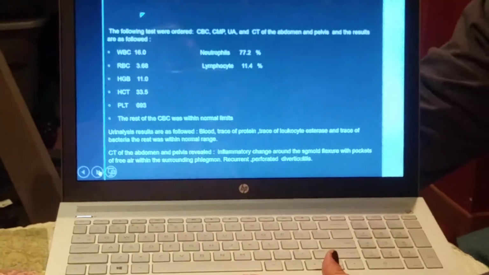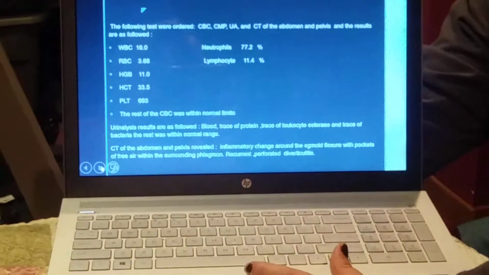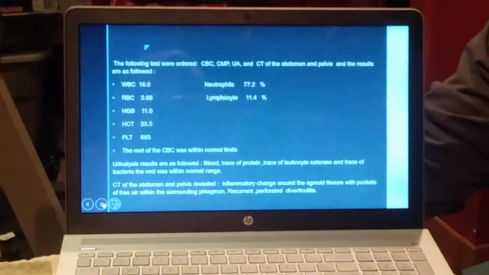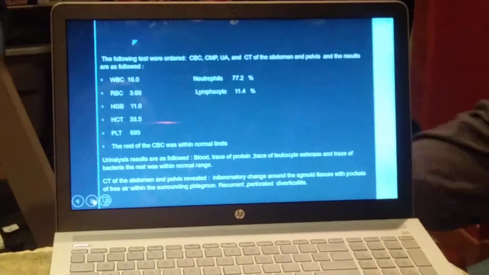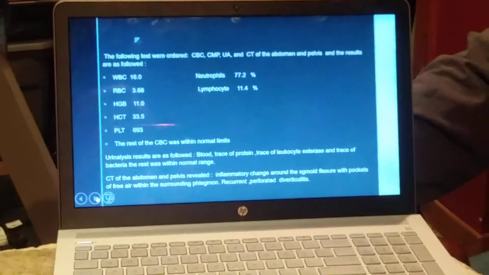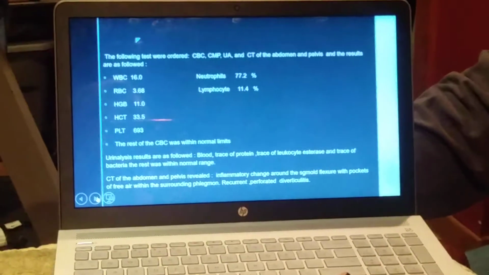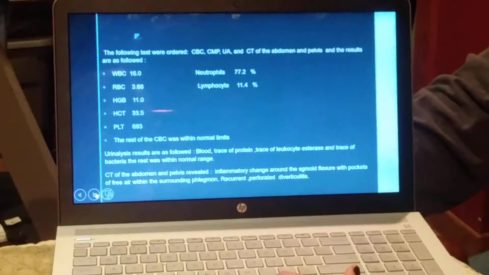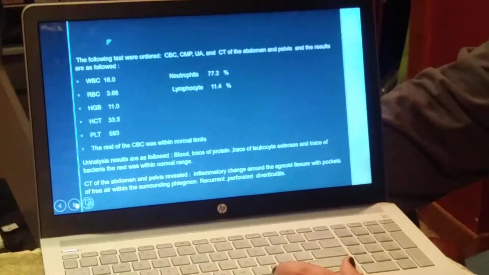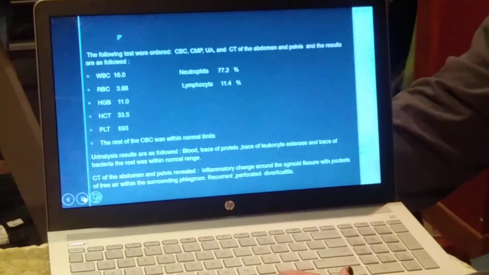So the physician on call orders a CBC, a comp, a UA, and a CT. Below and right here are the abnormal values that are added to the list. We have a white count of 16.0, a red count of 3.6, a hemoglobin of 11, a hematocrit of 33, a platelet count of 683. In his urine, he showed blood, leukocytes, and protein. And on his CT, he showed a perforated diverticulosis and inflammatory change around the sigmoid tissue.